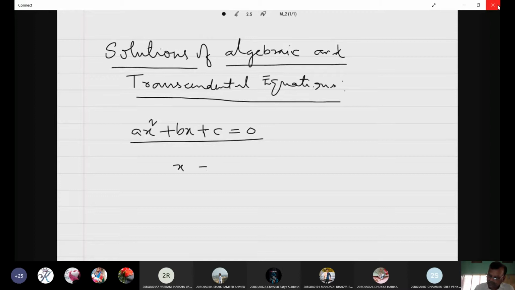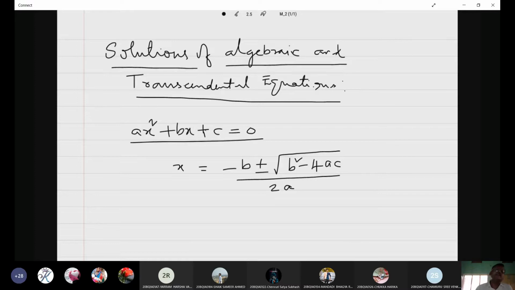Traditionally, we find the solutions using x is equal to minus b plus or minus square root of b square minus 4ac, by 2a. Using this formula we can find the roots of the quadratic equation. Similarly, we can find the roots for cubic and fourth order equations by other methods like Horner's method. For higher equations, it is not so easy to find exact solutions.